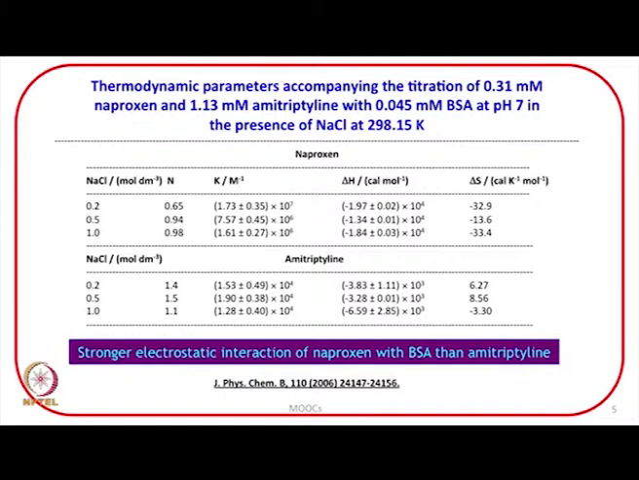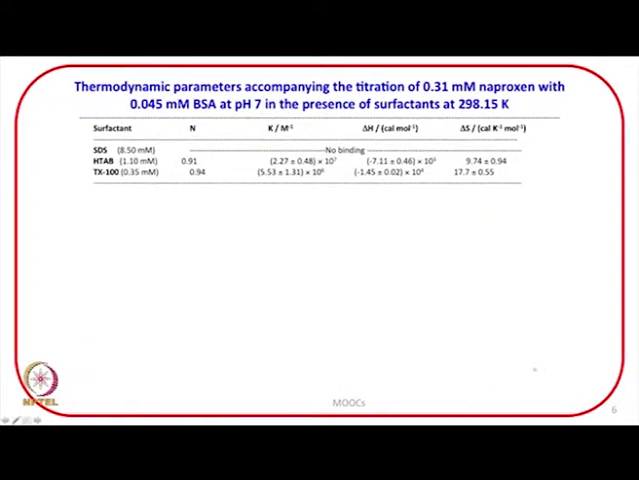With sodium chloride, in this particular case, it was established that there is a stronger electrostatic interaction of naproxen with BSA than amitriptyline. Then, in this report, surfactants were chosen as additives. Surfactant molecules have a long hydrophobic tail and a polar head group or ionic head group. The hydrophobic content of a surfactant is large.